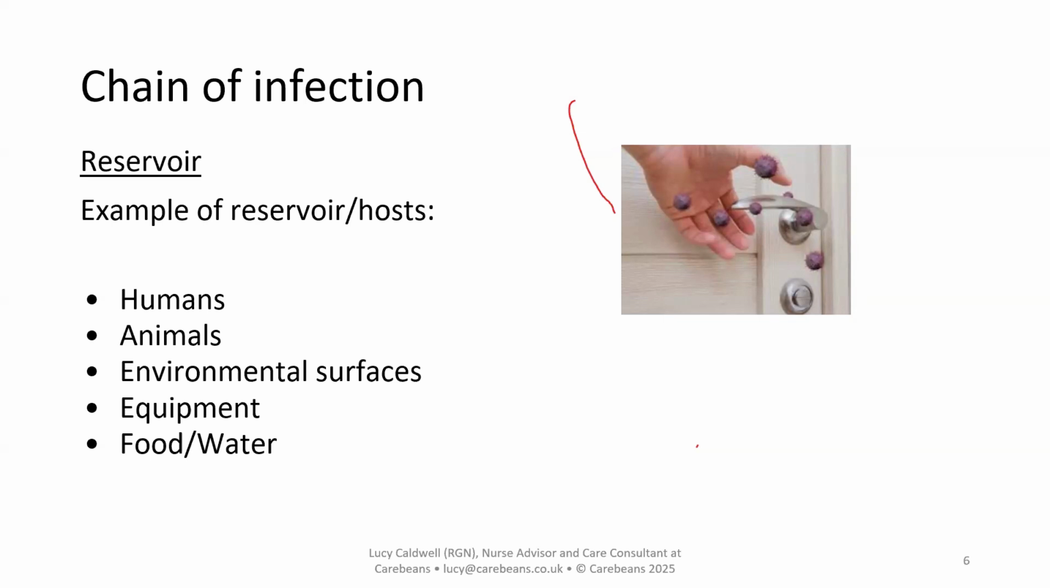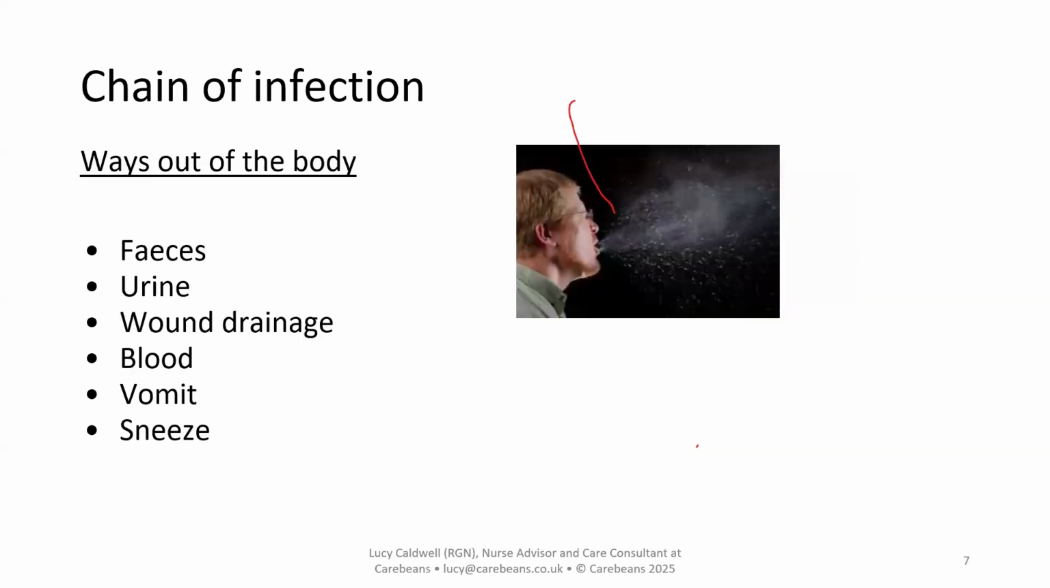If they're within the human body, they need to find a way out. And the way out of the body, so how it's spread, is in a variety of ways. It can be through feces or urine. If someone's got a wound, it can spread via the wound drainage. That's how it can find its way out of the body. Through blood, vomit, or sneezing, so droplets out of the body.